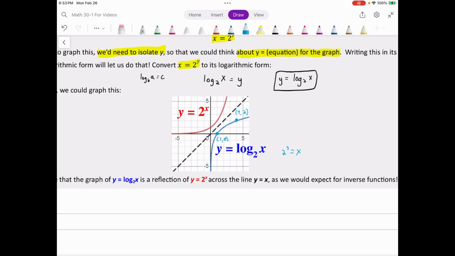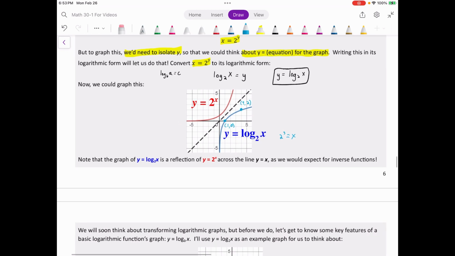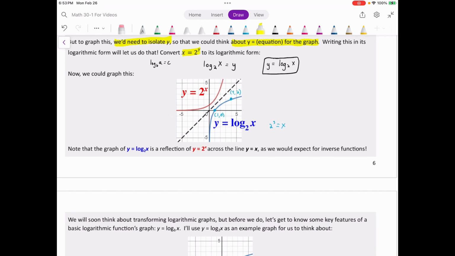So notice it's still the same thing. It's still a graph. And one of the key takeaways here is: does this look familiar? We said that logs are the inverses of exponentials. Doesn't this look like it's been reflected in the line y equals x? Note that the graph of y equals log base 2 of x is a reflection of y equals 2 to the x across the line y equals x, which is exactly what we would expect for inverse functions. Remember that back in Unit 1, when we swap x and y, it's the same as reflecting in the line y equals x. It's taking the inverse.